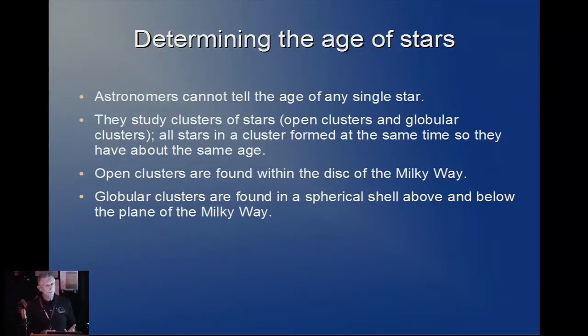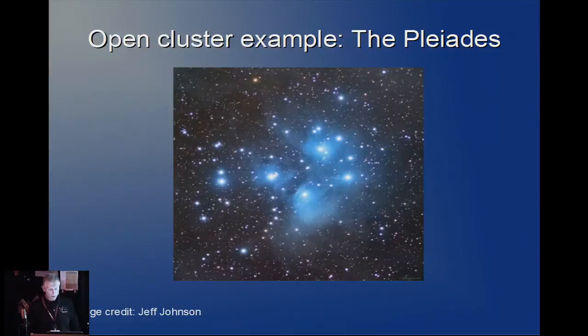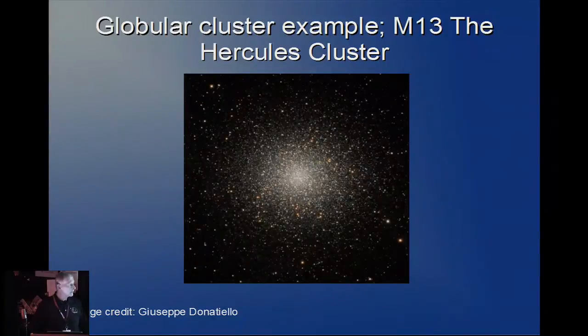Open clusters are found within the plane of our galaxy. You know, our galaxy is a flattened disk, and open clusters are in the plane of the galaxy. Globular clusters are arranged in this kind of spherical halo that extends above and below the plane of the disk. I'll show you some examples. This is an open cluster. This is the Pleiades, another target that we look at a lot in the wintertime. In fact, it might be up tonight if the sky is clear enough. And this is a globular cluster. Descriptive name. This is a huge area of concentrated stars.